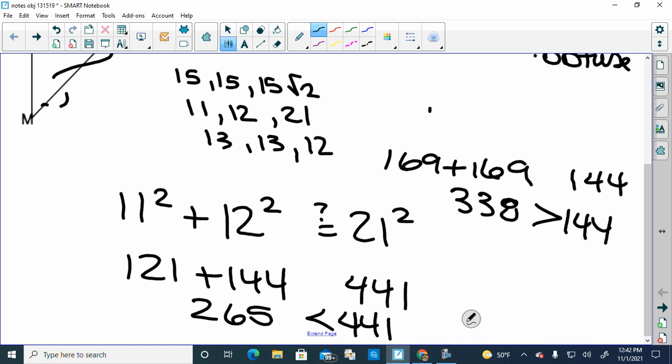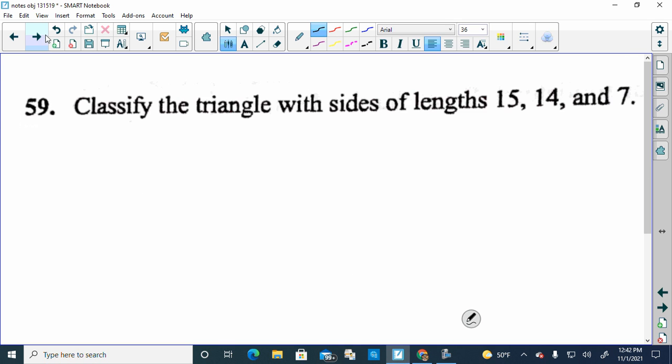You're good on how to figure those out? So if they're equal, it's a right. If the C is bigger, it's obtuse. And if the C is smaller, then it's going to be acute. Okay, so this starts us on our first problem. So this is number 59.